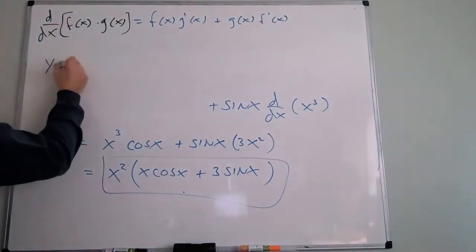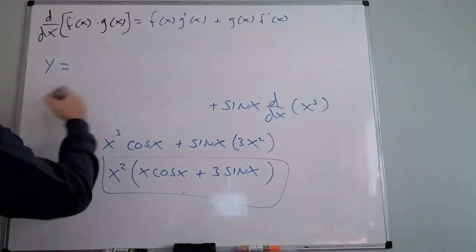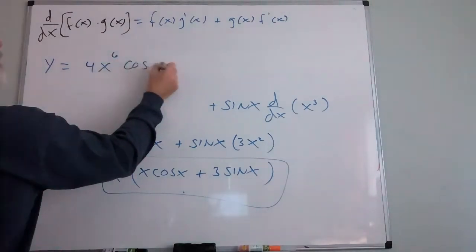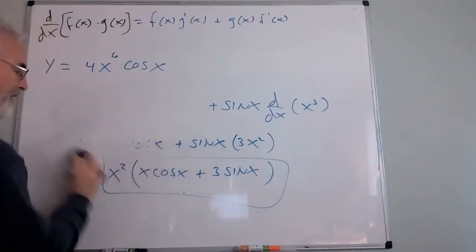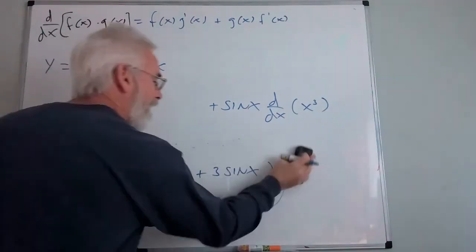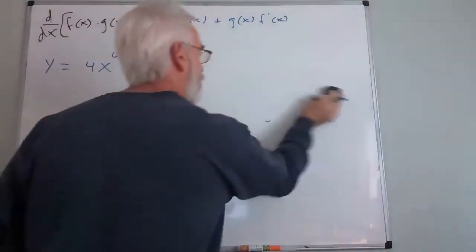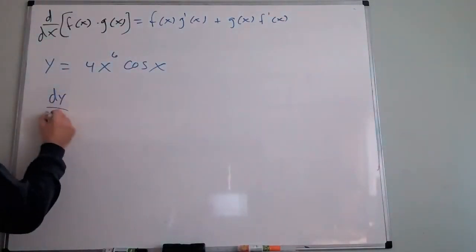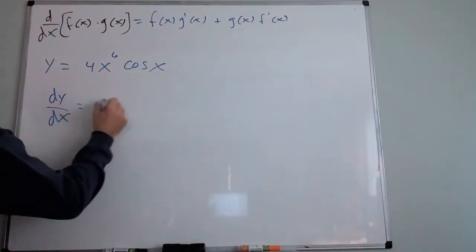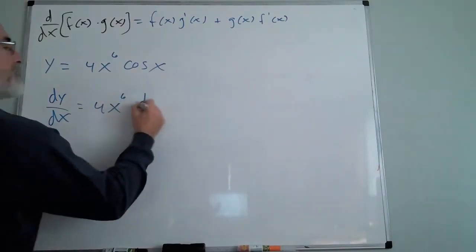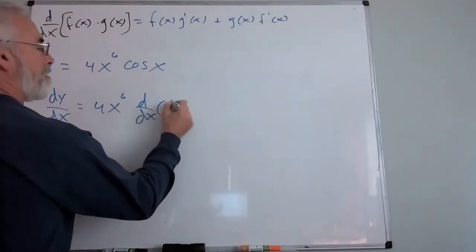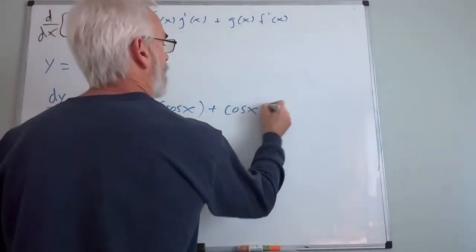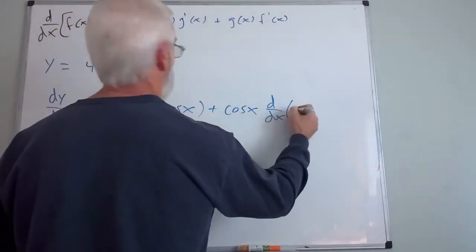Let's say y equals 4x to the 6th times the cosine function. You know, keep it real simple. Same concept, nothing complicated here. So when I take this derivative, the first times the derivative of the second plus the second times the derivative of the first.